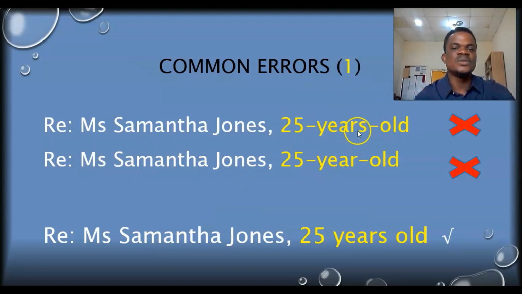Look at the second one. So the first one, there is even double error there. Here now, this is not just correct. These two are not correct. So when you're writing your heading, do not add hyphens here. And there should be S in the years, because you're not using it here as an adjective. You are using it here to state the patient's age. So in this case, you should say 25 years old and not written this way.